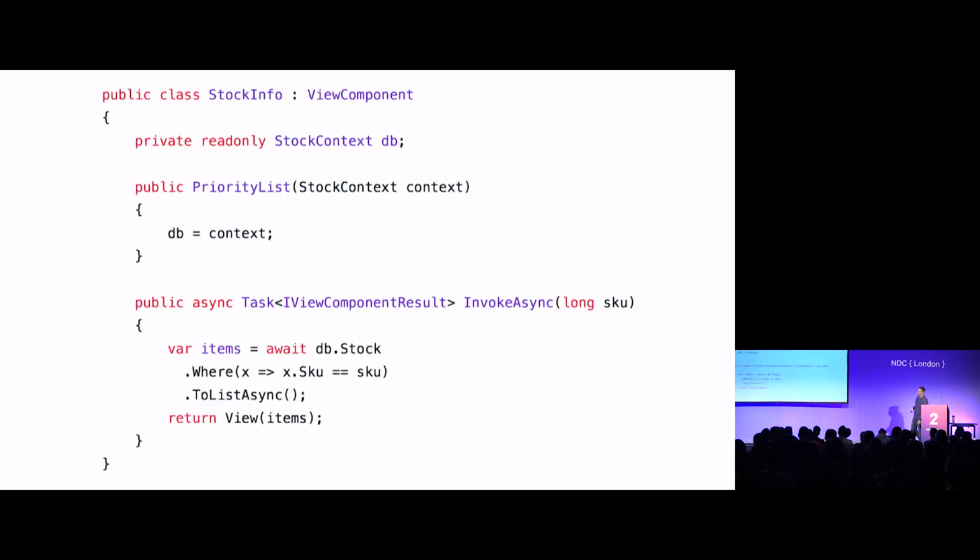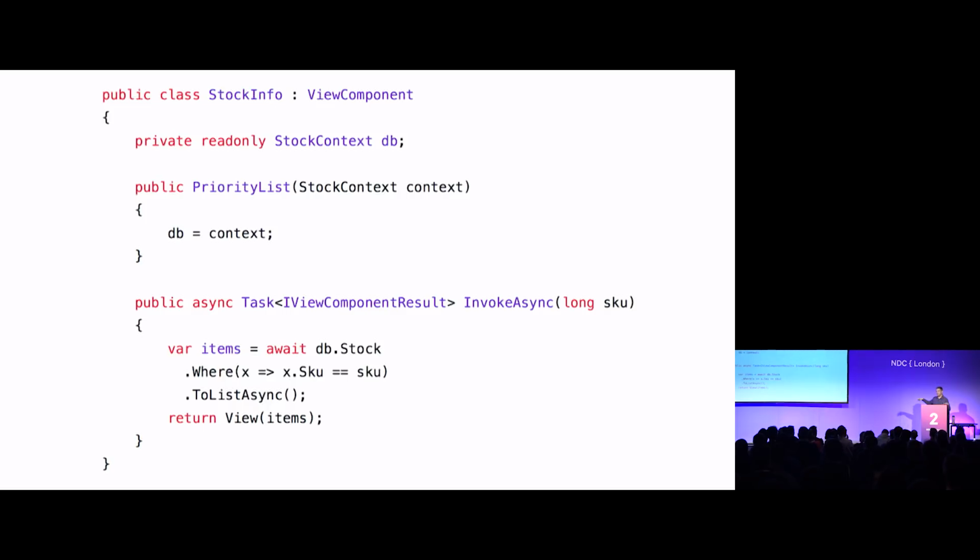so this is the code for a view component. Notice that it has its own dependencies. I can depend directly on an Entity Framework DB context, or you can depend directly on a Dapper thing, whatever it is in Dapper. Or a PetaPoco database.